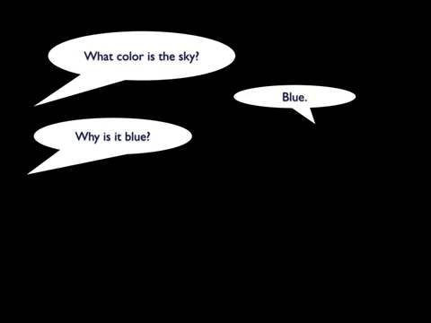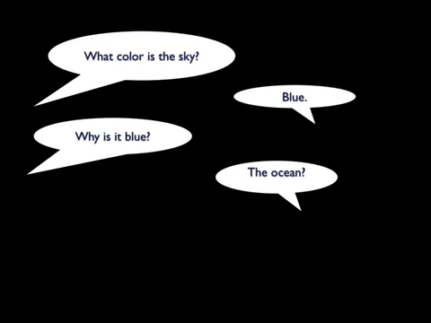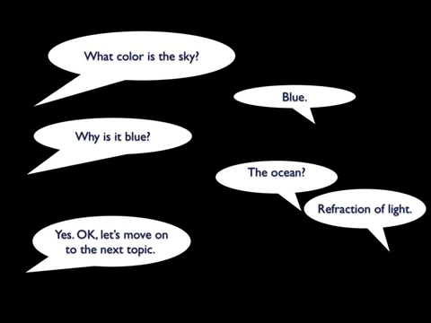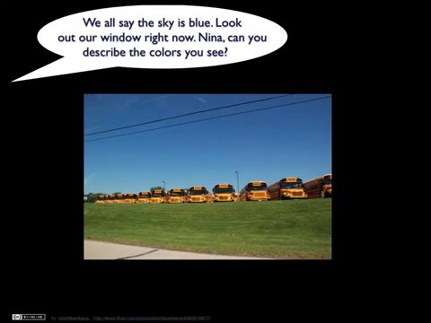Why is it blue? Well, some students have learned some things. They've got some ideas. Well, the ocean. Well, here's a student that's taken a physical science class. Oh, it's the refraction of light. And the teacher then says, yes, okay, good, we've got the correct answer. Let's move on to the next topic. This is not an example of a series of really good higher order questions. Let's take a look at how we can spin that around to a higher order question.